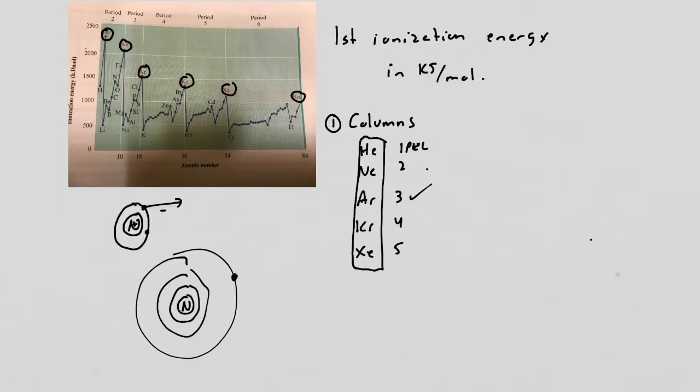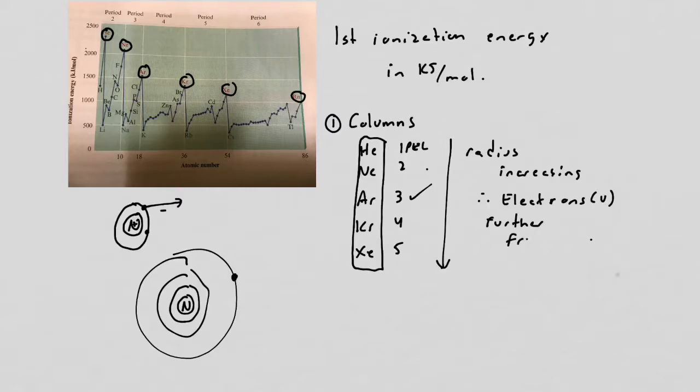There are 2 ways of looking at this. You can look at this in terms of radius. As we go down the column, the radius is increasing. Therefore, the valence electrons are further from the nucleus, and therefore are easier to remove. That means a generally lower ionization energy.